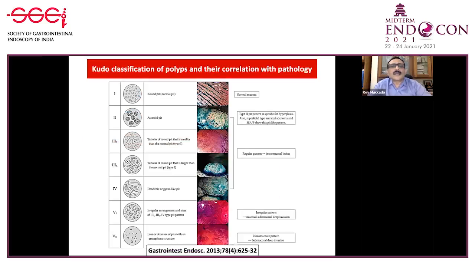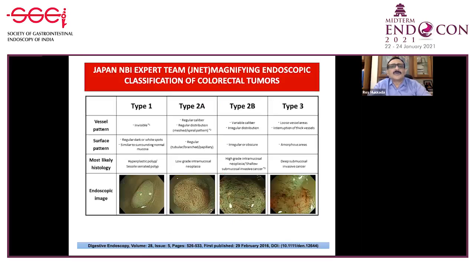So also the other classification is Kudo classification. I'm not going into the details. So the Japan classification is type 1, type 2A, 2B, and 3. Here type 1 is hyperplastic polyps. You don't have to do anything for that.